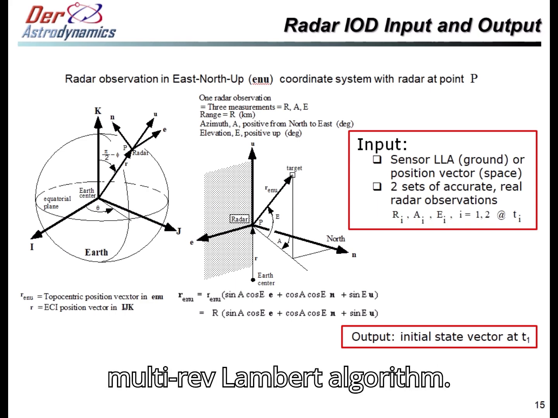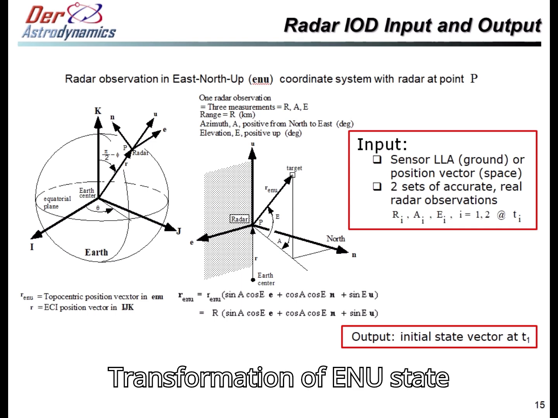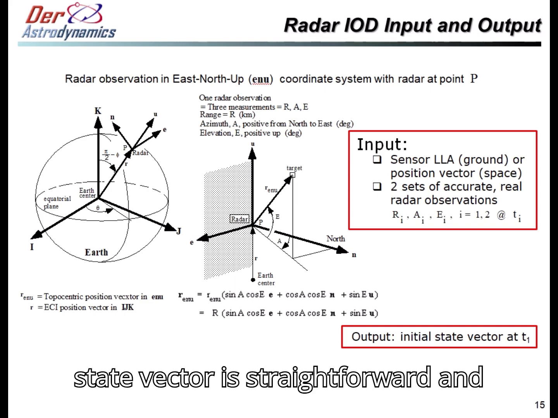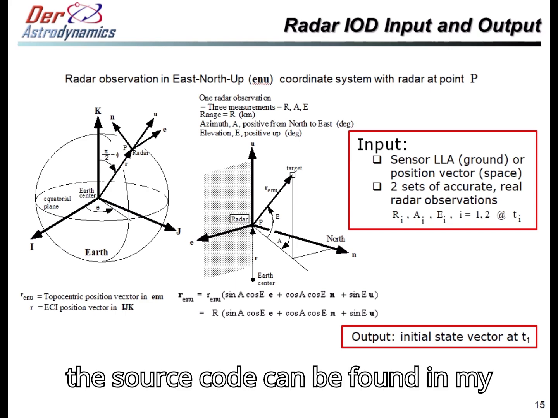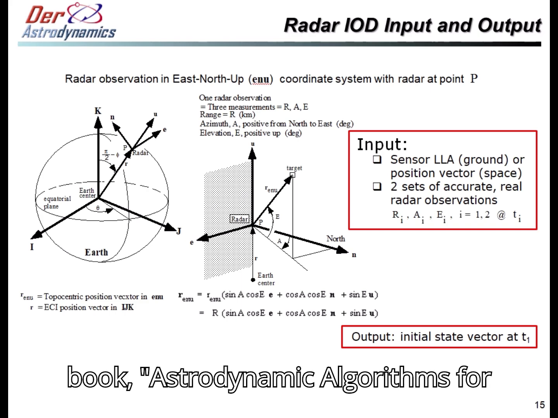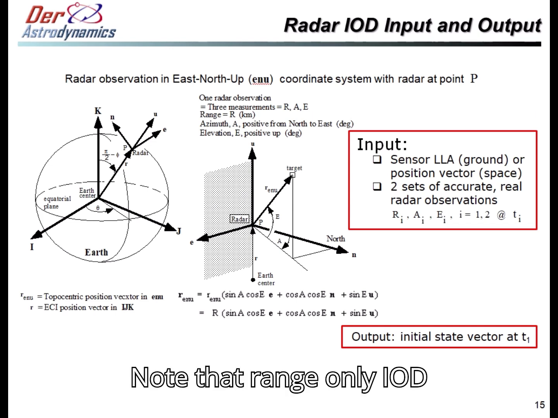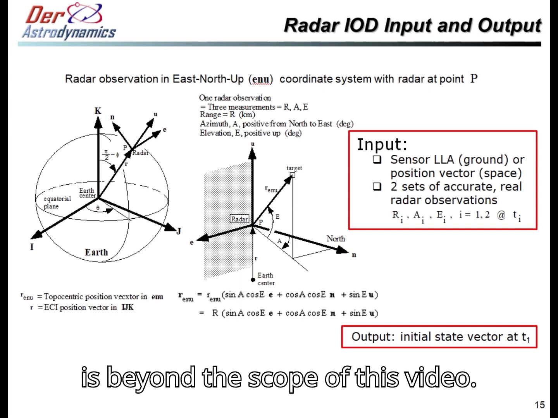multi-rev Lambert algorithm. Transformation of ENU state vector to or from ECI state vector is straightforward, and the source code can be found in my book, Astrodynamic Algorithms for Rapid Space Catalog Building. Note that range-only IOD is beyond the scope of this video.